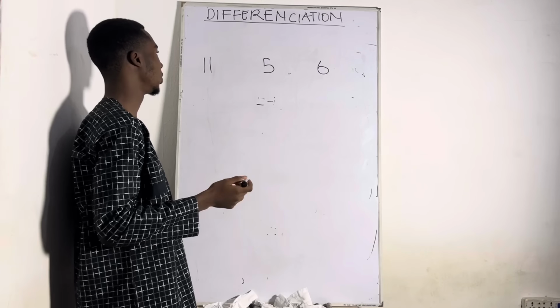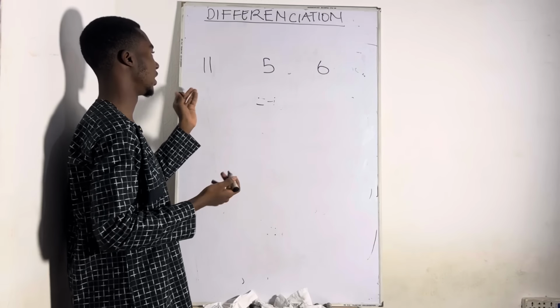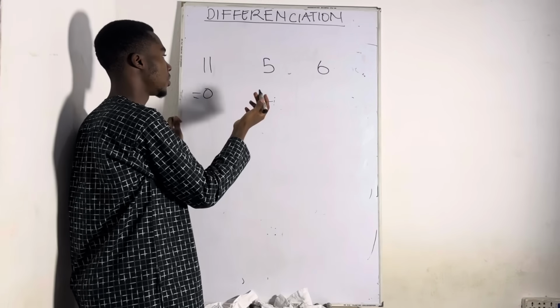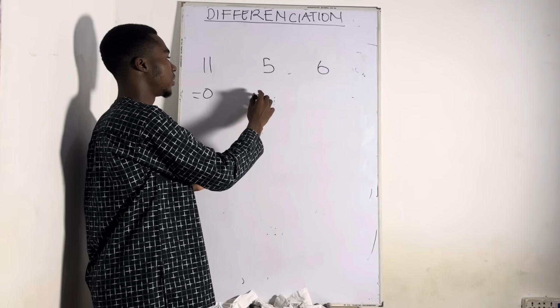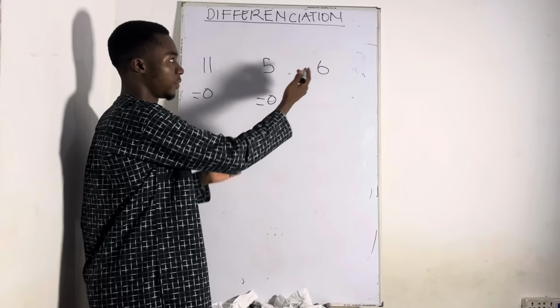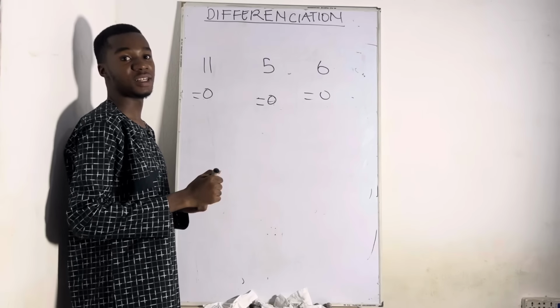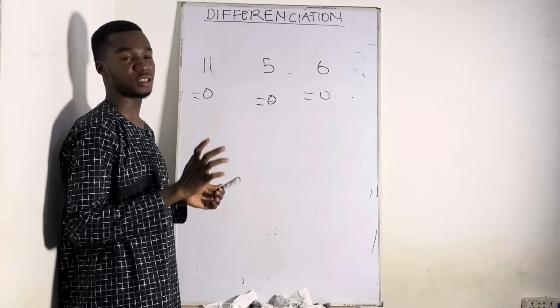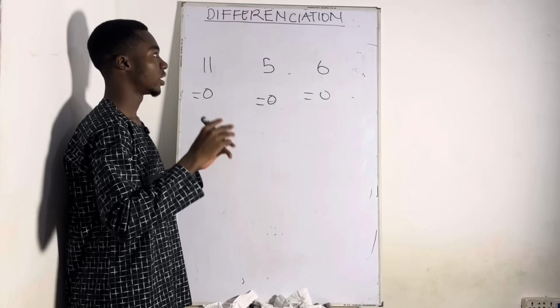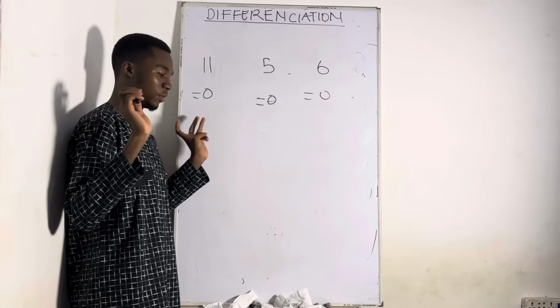You get it? So if you are asked to differentiate 11, the answer will be 0. Similarly, if you're asked to differentiate 5, the answer will also be 0. If you're asked to differentiate 6, then the answer will also be 0. You get it? If you're asked to differentiate a constant, there's no variable attached to it, the answer is 0. So now these are the three things you need to know when it comes to differentiation.